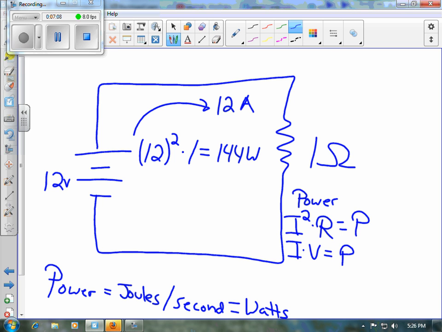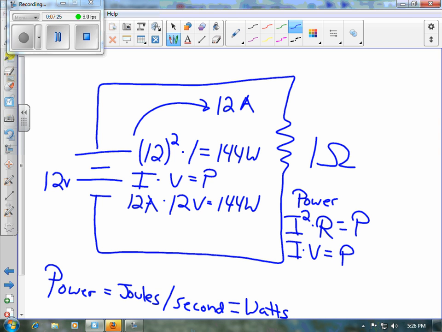Let's do the other one. Let's do this one now, IV. What's the current? 12 amps. What's the voltage across the resistor? 12 volts. What's the power? 144 watts.